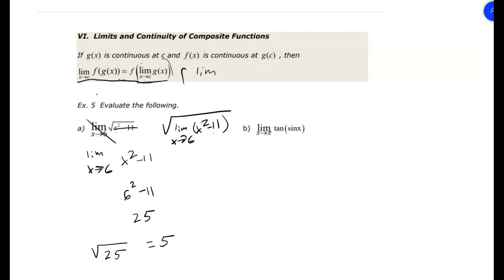Now, if your limit of the inner function did not exist, your answer would be does not exist. If your answer were infinity, the square root of infinity would be infinity.